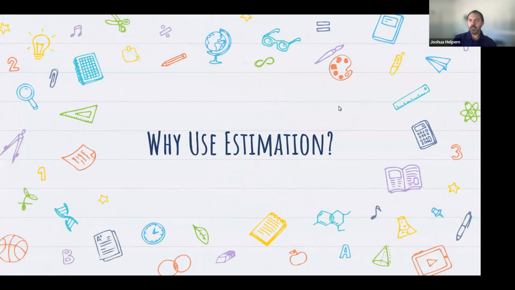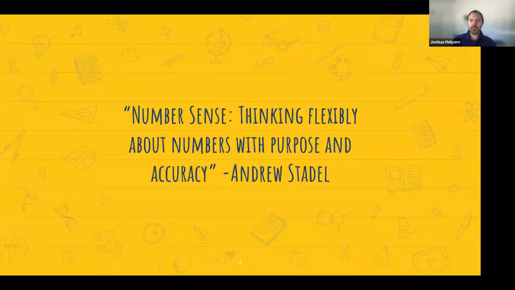So why should we use estimation with our students? It's a great way to get them working on number sense. Well, what exactly is number sense? I love Andrew Stadell's definition. He says number sense is thinking flexibly about numbers with purpose and accuracy. And this is really what we want our students to be able to do. We want them to be thinking, and estimation is a great way to get that going.